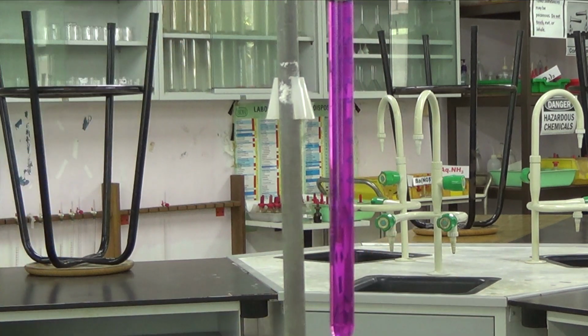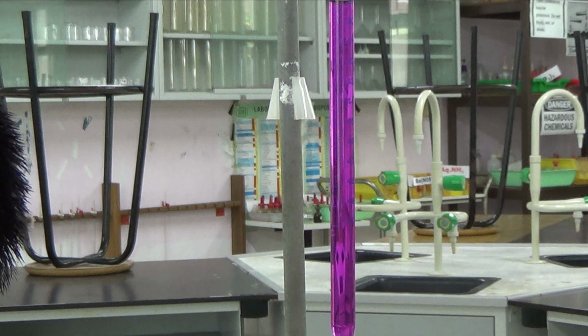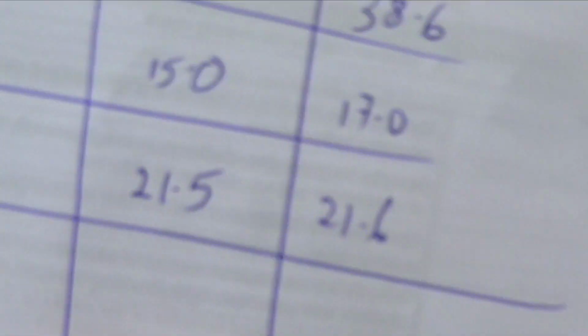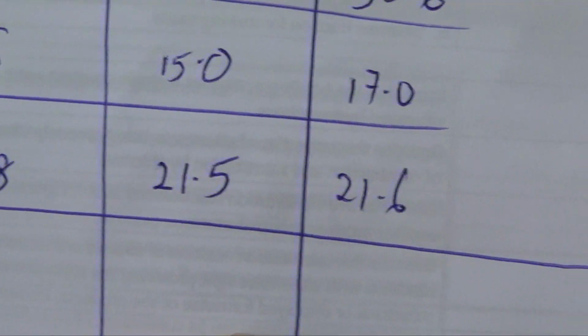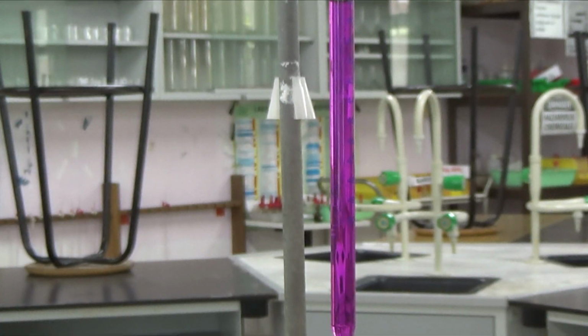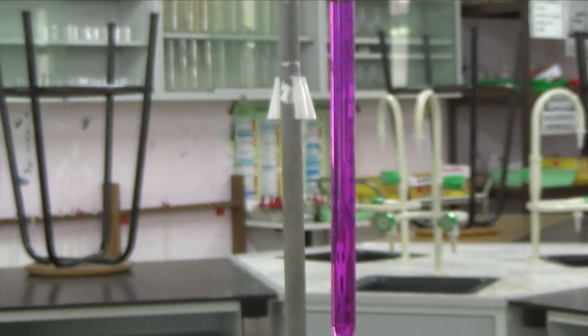So what do I have? 38.6 minus 17.0, one decimal place throughout, I get 21.6, and they are within the 21.5 that I obtained previously. These two are really light in color, but in the real exam, perhaps when you have more concentrated KMnO4, the color will be a lot more obvious.